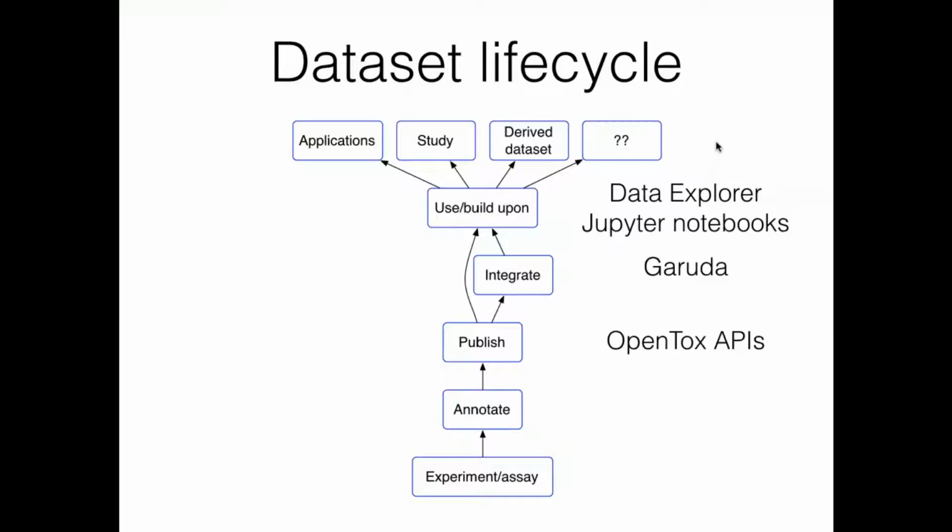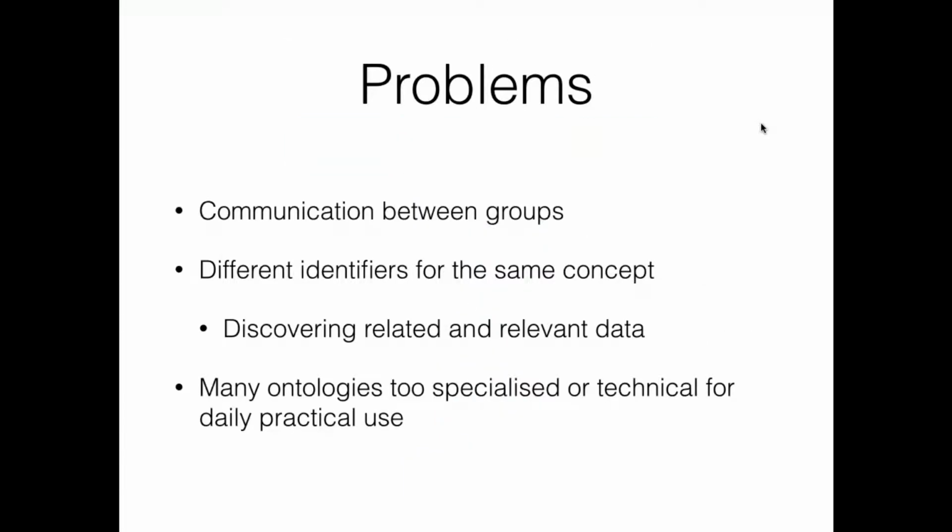There are various components here, but we're not yet there, and we can still do more, we think, because there are still problems of communication between groups. There are many practical bottlenecks to actually getting your data into this whole system. People have different identifiers for the same concepts. It's hard to discover related and relevant data. How can I discover data that is related to my random CSV file I have just generated or just discovered somewhere? And even though there are solutions such as ontologies and ontology terms out there, many of them are too specialized or too technical for daily practical use.